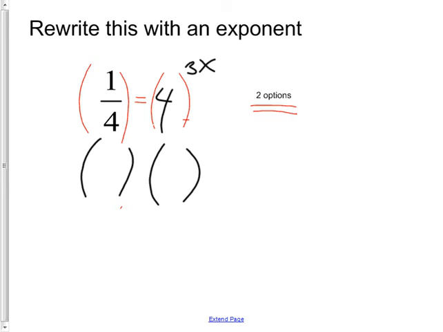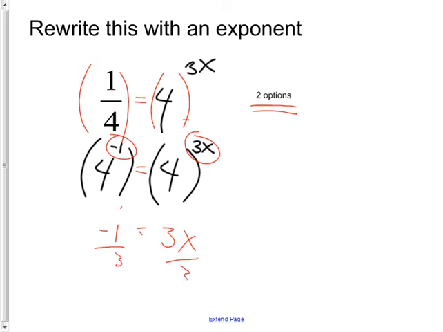Okay, so I'm seeing lots of people doing this right. This is 4 to the negative 1, and this is 4 to the 3x. And the beauty of that is that this now has to equal this. If they have the same bases, then their exponents have to be equal. Negative 1 equals 3x, and then you divide by 3 on both sides, and you get x equals negative 1/3.